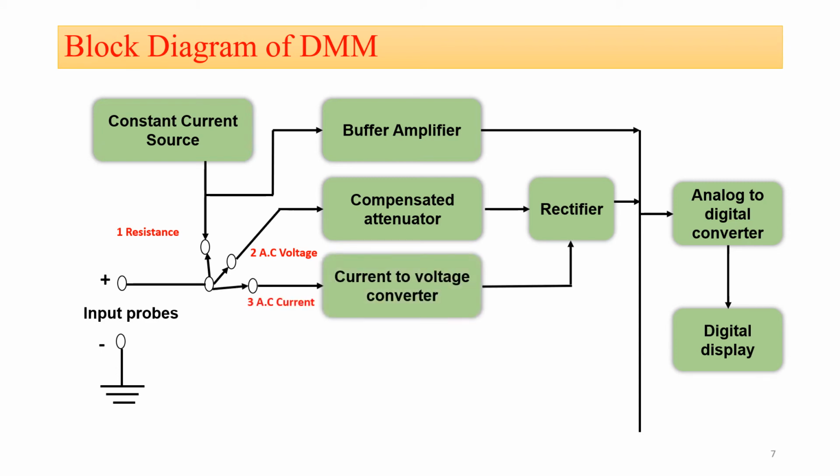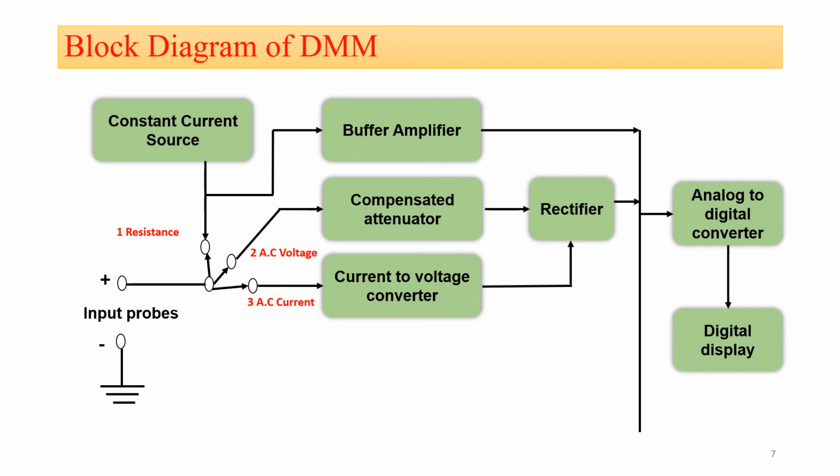Then the third parameter, that is AC current. Now how to calculate AC current by using our digital multimeter? Now the rotary switch is in position 3 and the unknown current is applied across the input probes, and it is converted to the proportional voltage using current to voltage converter.